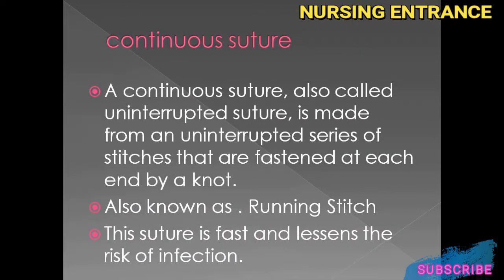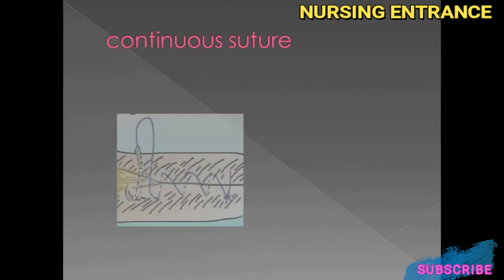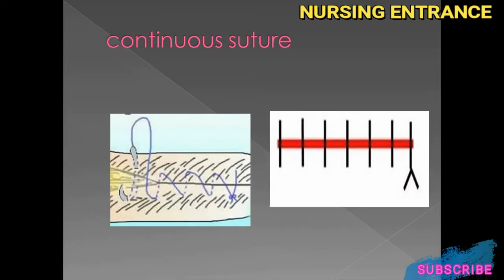Continuous suture. A continuous suture, also called uninterrupted suture, is made from an uninterrupted series of stitches that are fastened at each end by a knot. It is also known as running stitch. This suture is fast and lessens the risk of infection. Here is the image of continuous sutures.